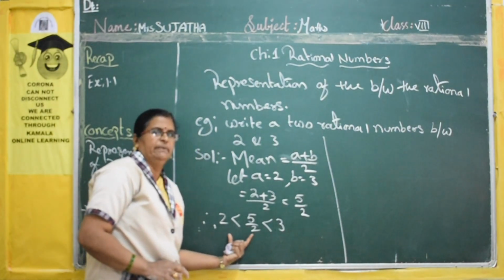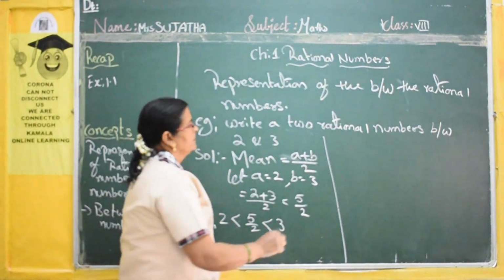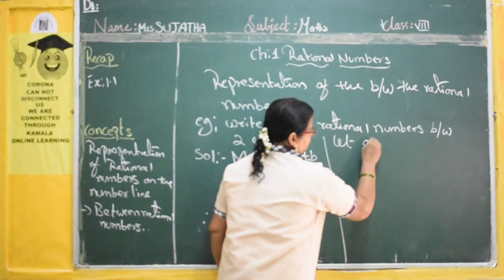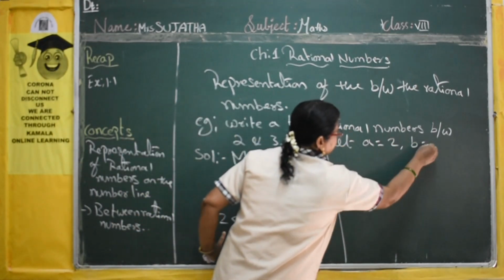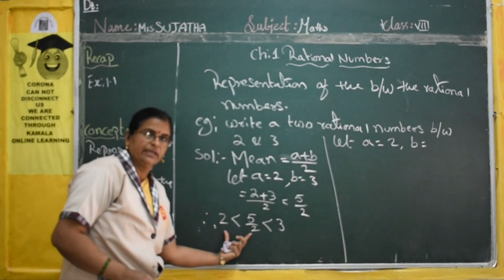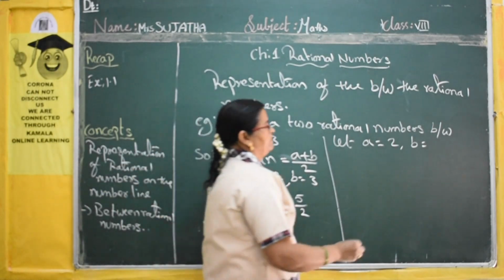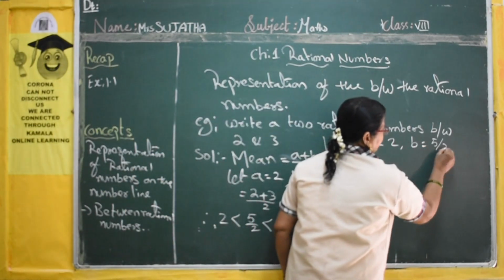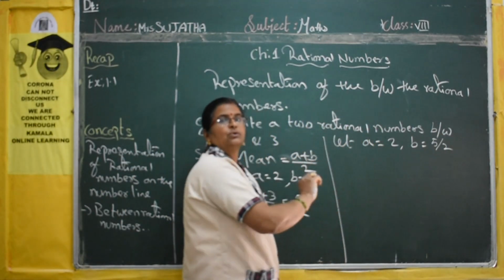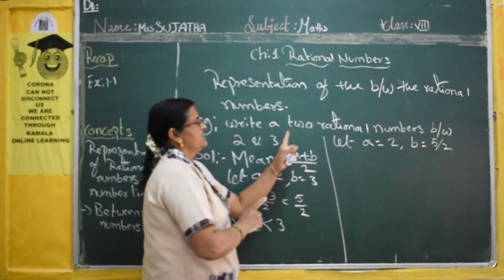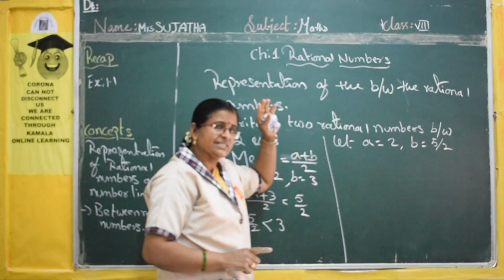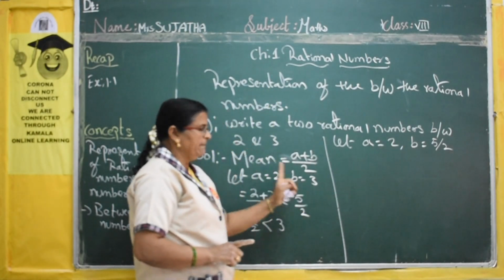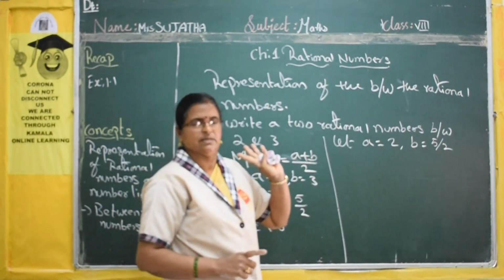Now I want to take between these two. So here let a is equal to 2 I am taking, and b is equal to 5 by 2. Now again I have to write the mean. In each and every step you should write a and b values and the mean formula compulsory.